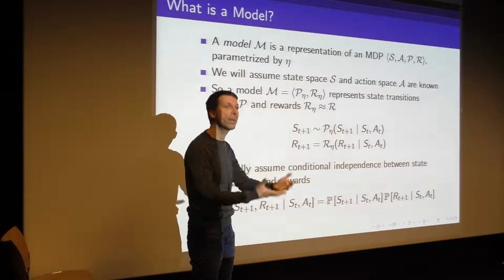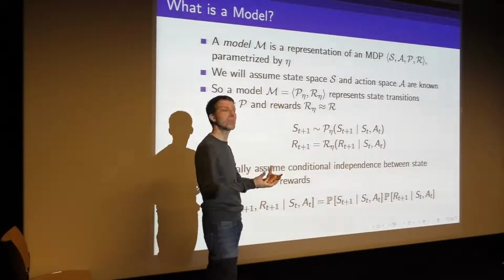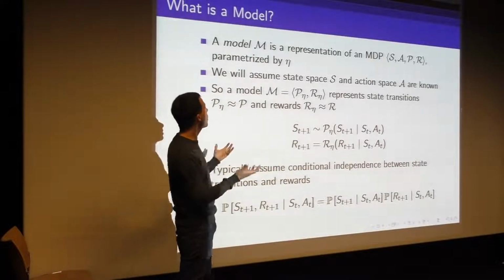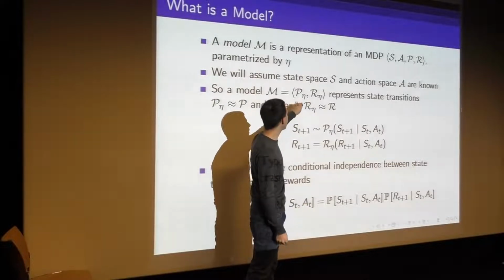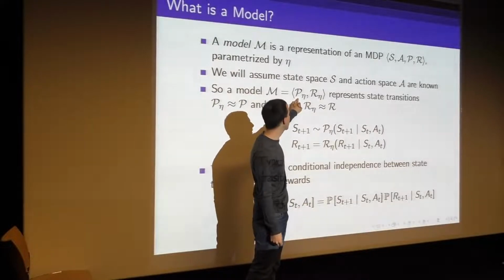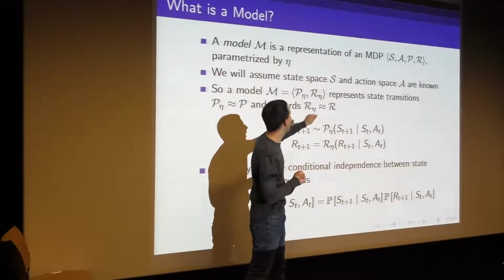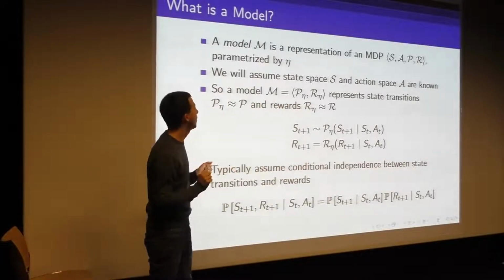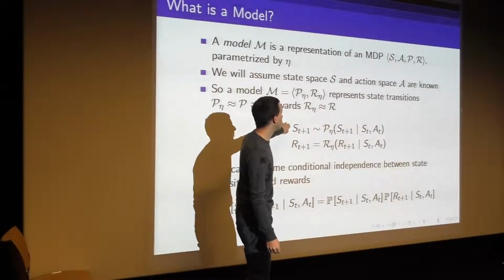You can have more complicated versions of model-based reinforcement learning where you also try to learn the state space or the action space. We'll do the simpler case. And so the model now is basically the parts that we don't know that we're trying to estimate. The transition probabilities, like if I'm in some state, what's the probability that I'll move to some next state, and a reward function. And these things are going to just be parameterized by these parameters eta.